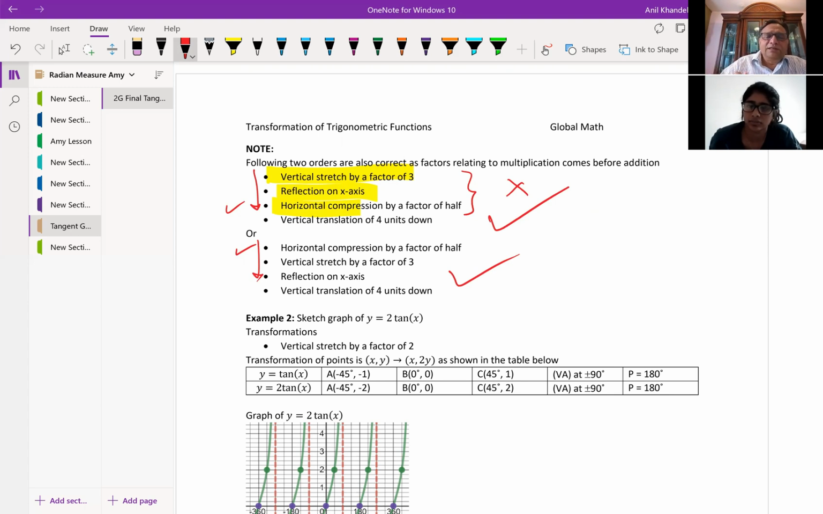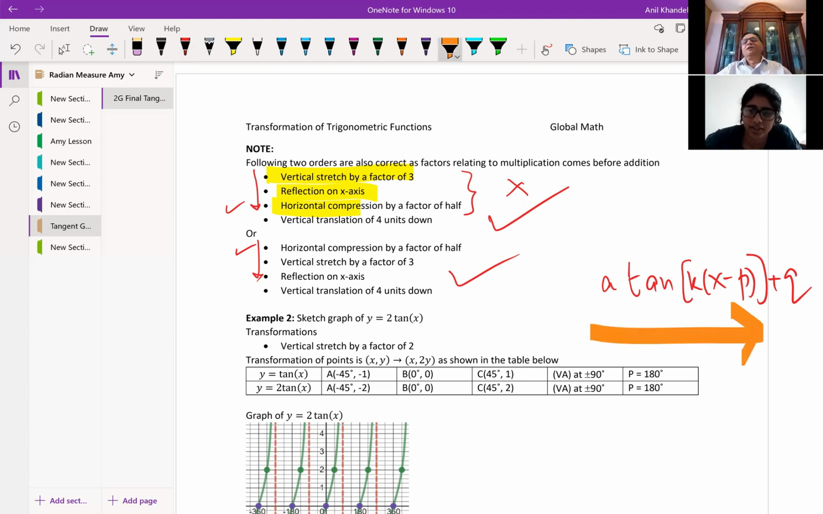But what I'm trying to say here is, because you know now both are correct, if I have a general equation, y equals a tan, let me write this as k, x minus p, plus q, if you go from left to right, you will never mess up. It's better to keep that order. So keep this order, but you could say any of these things first, because they're all multiplication.